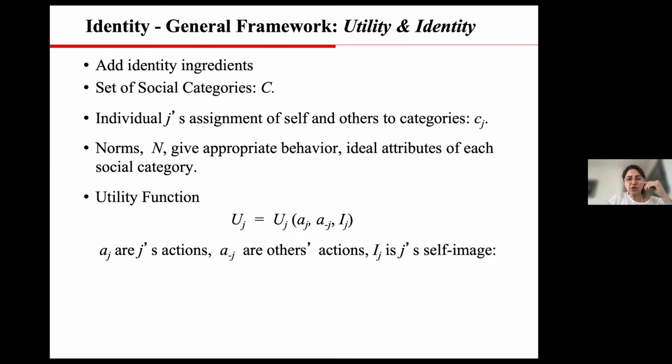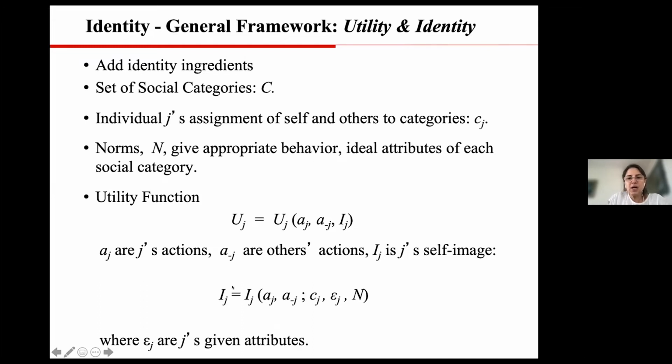The utility function then is an expanded utility function. It's now some function U, and it has in it own actions and other actions. And now we have this identity piece, IJ, which is J's self-image. And IJ, I'm going to put this up on the next slide in a second. So IJ, a person's identity, is going to depend on these things. Okay, so I'm going to do it on the next slide, but see, IJ is now part of somebody's utility. So before we just had WJ and we only had AJ and A not J, but now I've got a new ingredient in people's utility. Epsilon J is J's given attributes.